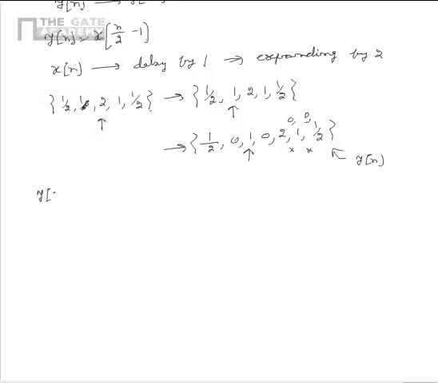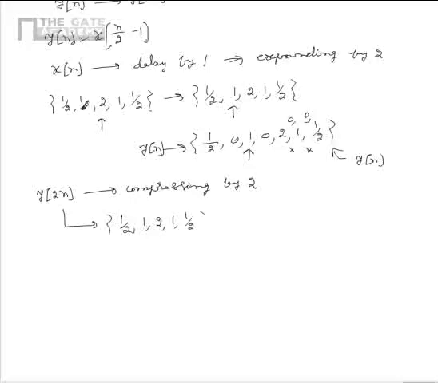We know that y of 2n can be obtained from y of n by compressing y of n along the time axis by 2. So if we compress the obtained y of n by 2, we get the signal y of 2n as half, 1, 2, 1, half, where the value of 2 corresponds to the instant n equal to 0.